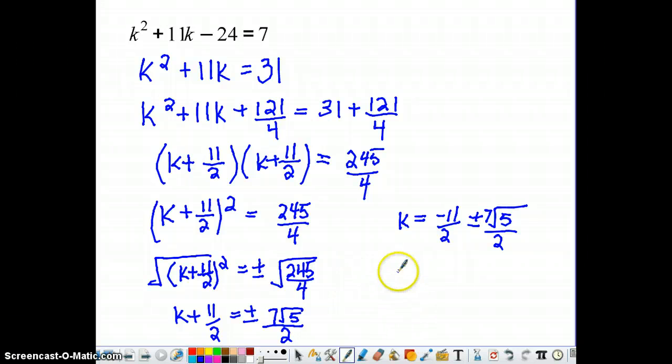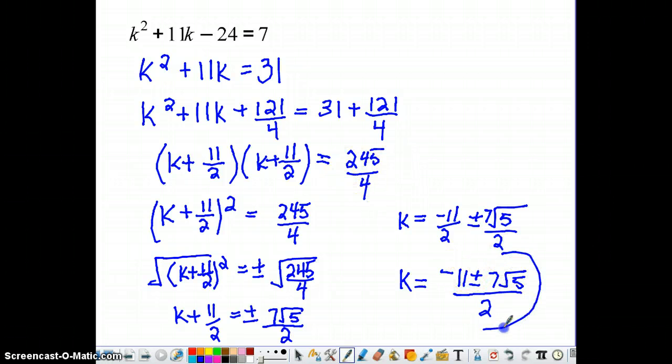And then my last step here is, since I already have a common denominator of 2, just to combine my numerators. So I have negative 11 plus or minus 7 root 5 all over 2. If I could add negative 11 and 7 root 5, I would, or subtract it, but you can't, so we're just going to leave it like that.